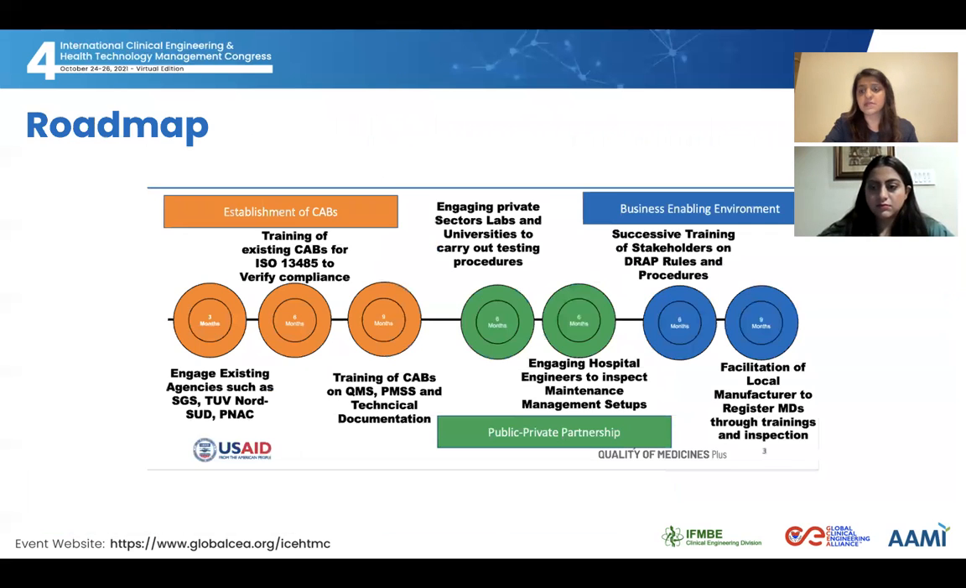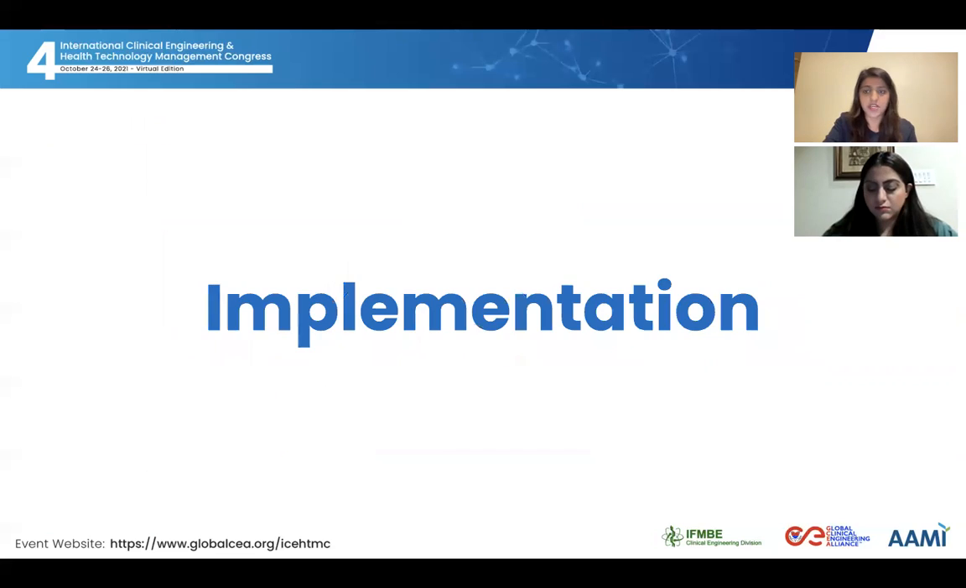In order for the business enabler long-term roadmap to be accomplished, here is a 3, 6, and 9-month plan of what a draft can follow through. That is training on ISO 13485, also training of stakeholders, and also facilitation of local manufacturers, which they could perform in order for the long-term roadmap to be accomplished.